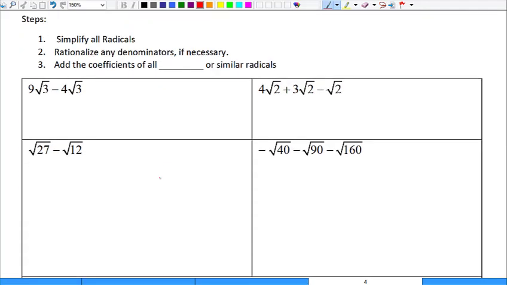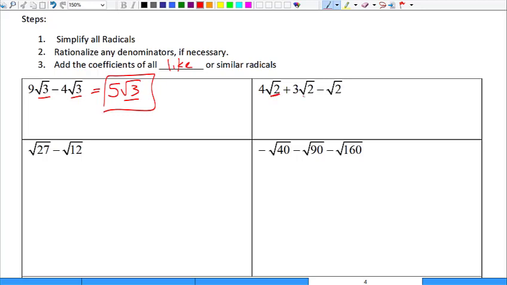So my steps here are simplify the radicals, rationalize the denominators if I need to, but then add the coefficients of all like or similar radicals. Okay, so 9 root 3 minus 4 root 3. Root 3 can't reduce at all, so I can't do step 1. Step 2, there aren't any denominators to rationalize, so step 3, just add like radicals. So 9 root 3 minus 4 root 3 is going to be 5 root 3s. The root 3s are the same, so they stay the same in the answer, and then you just add or subtract the coefficients. It's as simple as that.